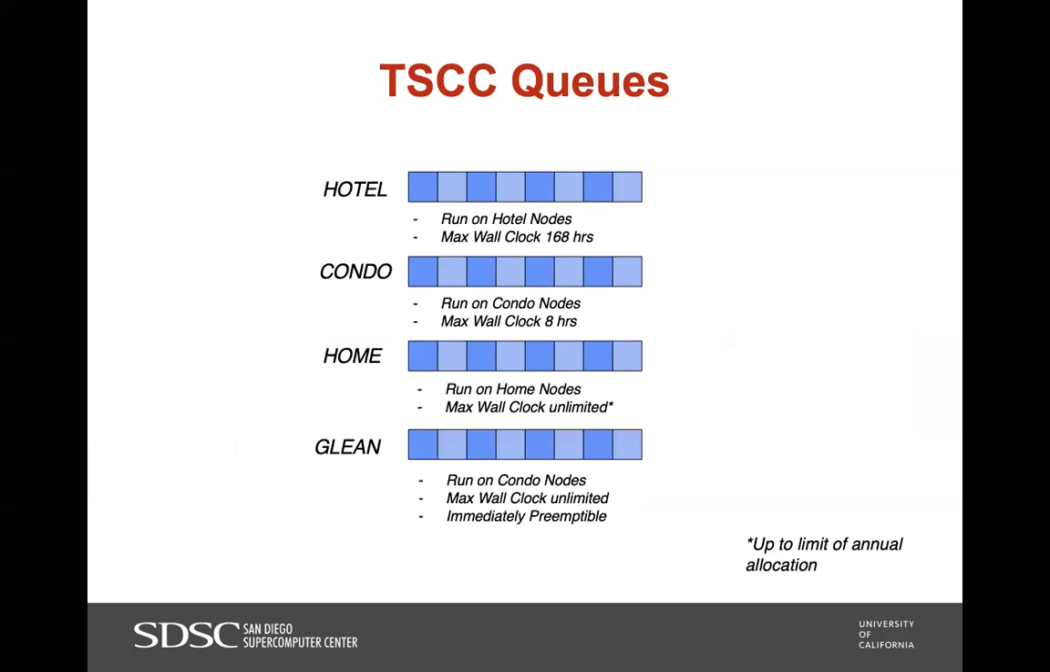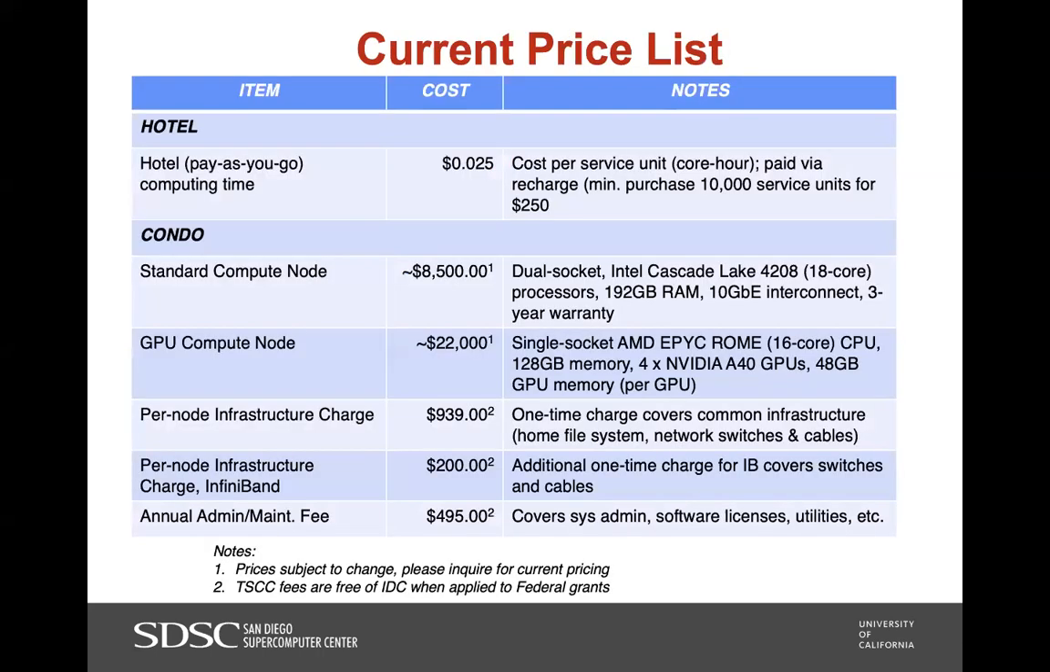There are various queues that you could use to submit your job, and the hotel queue is meant for hotel users. As a condo participant, you can run on pretty much any queue, with your own home queue having the highest priority, so that your job will run on the nodes that you have purchased. The Glean queue is the one that I mentioned, which is preemptible, and it's mostly for short running jobs, but keep in mind that your job will be killed as the home job comes in. This is just an example of the current price list.